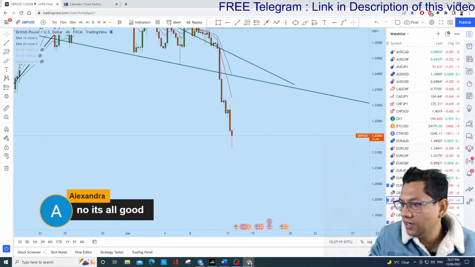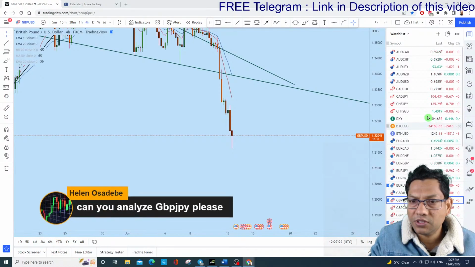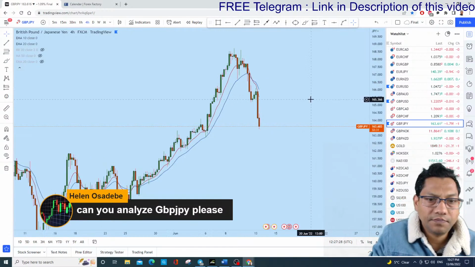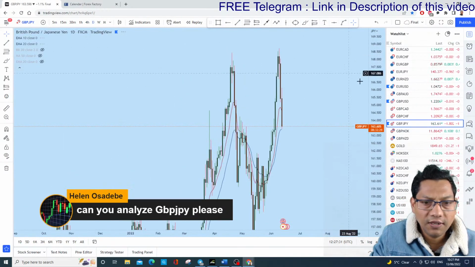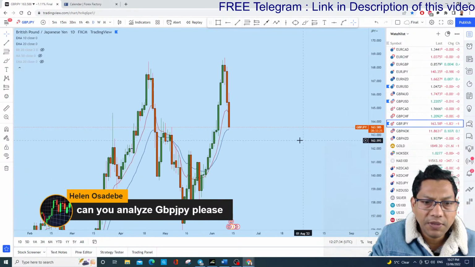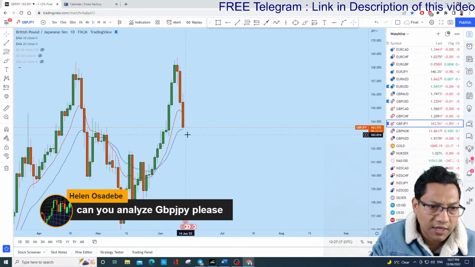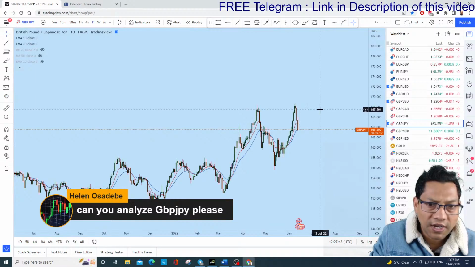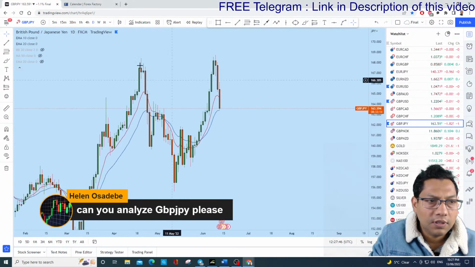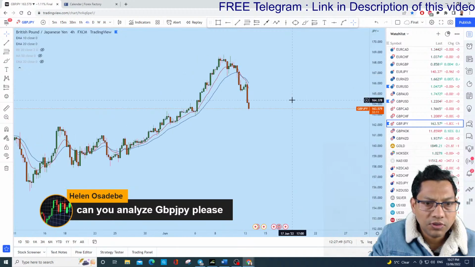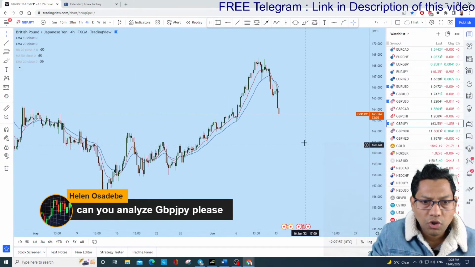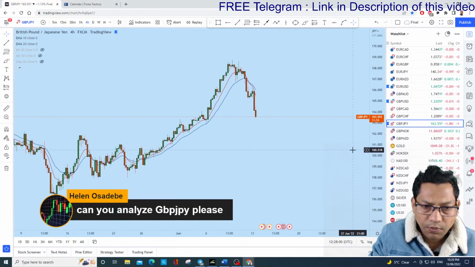Helen, can you please analyze GBPJPY? So let's look at GBPJPY on the daily. GBPJPY is currently sitting on the daily 20 period moving average. This is a really strongly bullish market. Now let me see the 4-hour. You see that there was a strong bearish engulfer when I was posting this analysis today, and we saw a significant move down at this point.